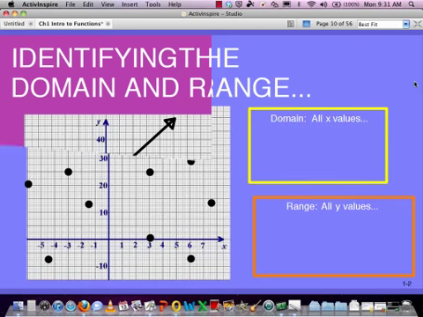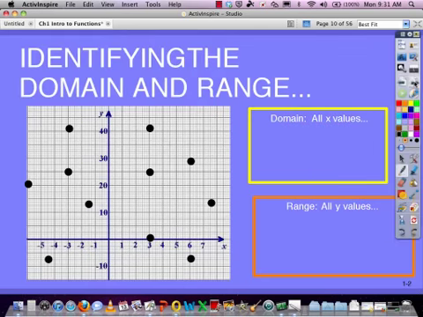Here's a next one. Oh, a discrete set of points, random points throughout. How are you going to write the domain and range for a series of discrete points? Yes, these are all possible. So try that one.